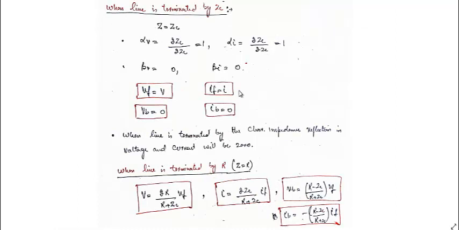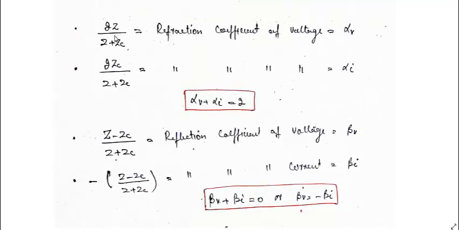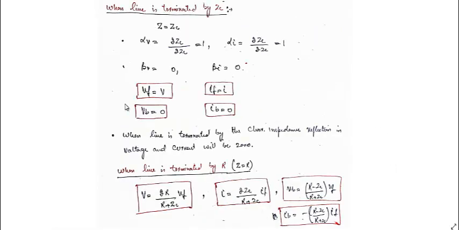So when the line is terminated by Zc, that is the characteristic impedance, this is very important. When Z is equal to Zc, alpha V is twice Zc divided by twice Zc, which is equal to 1, and alpha I is also 1. The refraction coefficient is 1 here and 1 here. Zc minus Zc divided by Zc plus Zc will be 0, so this will also be 0. That's what I have written over here.